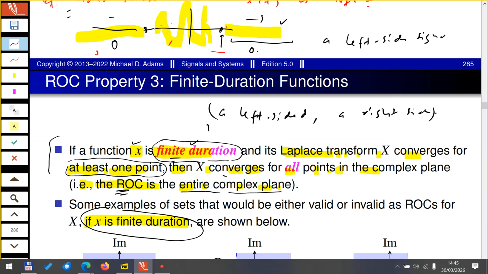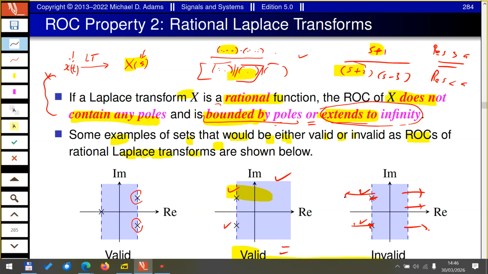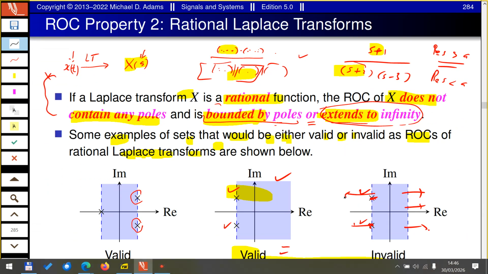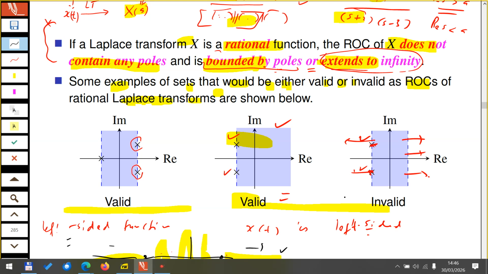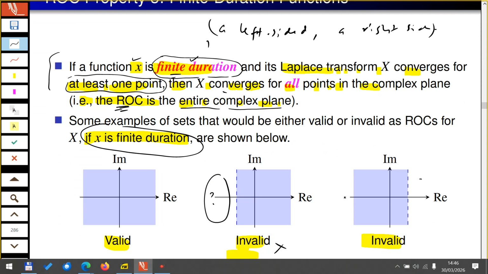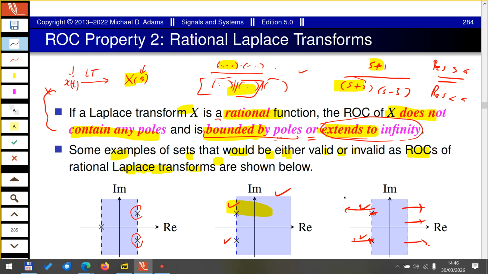So you have now learned your first rule. Of course, this is not the first rule. I mean, we started with property one. Property one means that the ROC has to be in the form of strips, one or more. Second property says that it cannot contain any poles and is bounded either by poles or it must extend to infinity. For property 2, you must state clearly that it applies to rational functions, right? If the function is not rational, then this doesn't need to hold.